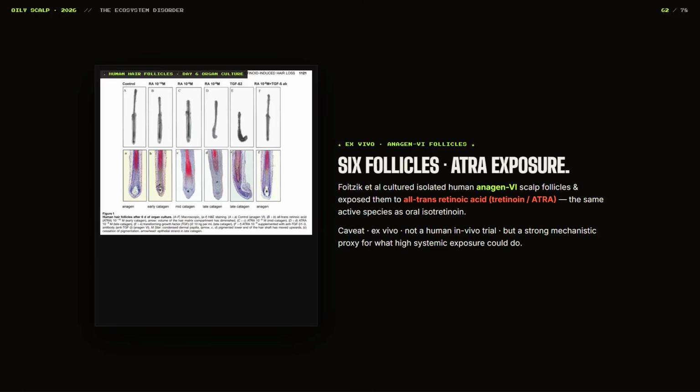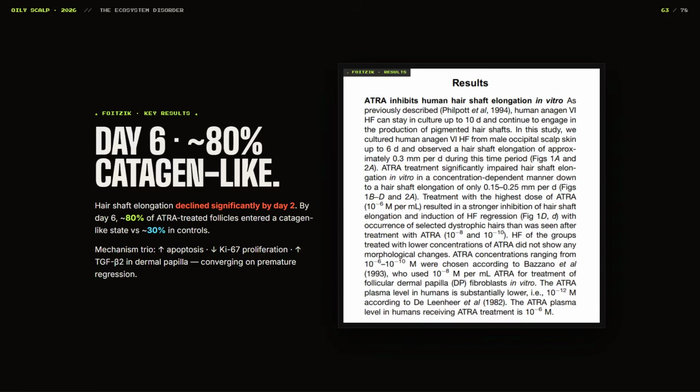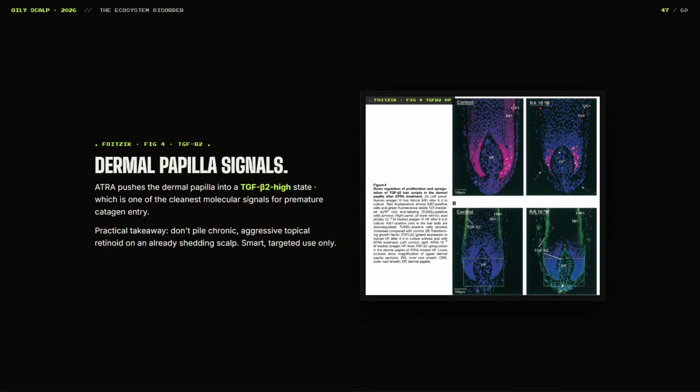They exposed them to all-trans retinoic acid, also known as tretinoin. Again, this is the same active ingredient in Accutane, and again, topical tretinoin. They found that the hair shaft elongation declined significantly after 2 days of exposure, and by day 6, about 80% of the tretinoin-treated hair follicles entered a catagen-like state compared to the 30% in the control who were not exposed. They also found increased apoptosis, reduced signals of cell proliferation by noticing the reduction of Ki67 protein, and increased TGF-beta2 signaling in the dermal papilla.